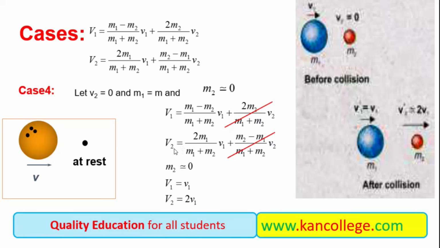But the lighter mass, v2 dash, means the velocity of the lighter mass after collision, by putting the value of m2 equal to 0 and m1 will cancel m1, will only remain 2v1. So v2 dash is equal to 2v1. It means the lighter mass will move with a speed double the speed of the blue ball after collision.